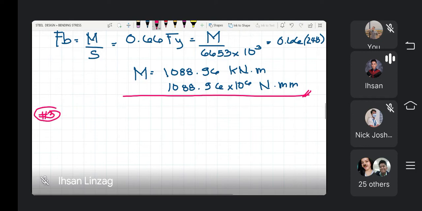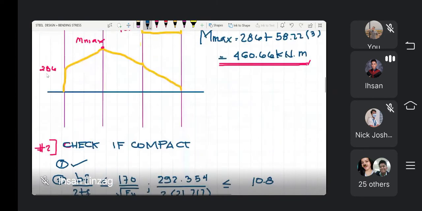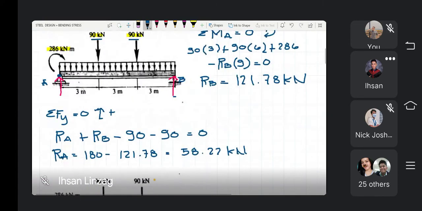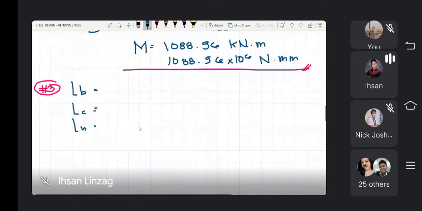Again, kapag at ends only, we are talking about the unbraced length. So, if we are talking about the unbraced length, we should get the LB, the LC, and the LU. So the LB there is just the span of the beam. So what is the span of the beam? We have 3 plus 3 plus 3 at 9. So we have 9 meter, or that is equal to 9,000 mm.